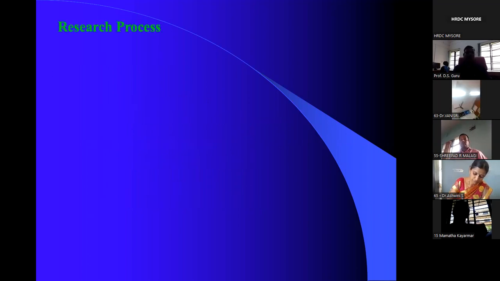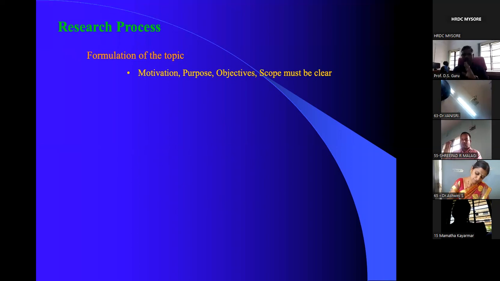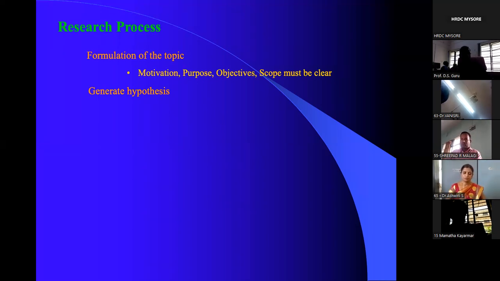So, if I now sum up the research process which I presented since morning 10 o'clock, the research process is as follows. Number 1, formulation of the topic. We formulate the topic, identify the scope, the objectives, the purpose, the motivation, everything very clearly. And then you go for generating the hypothesis. I told you, what is a hypothesis? An educated guess. A hypothesis is a guess, but not a random guess. It is an educated guess with a background of education.